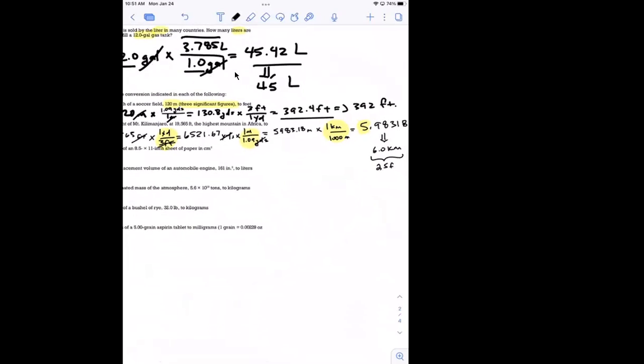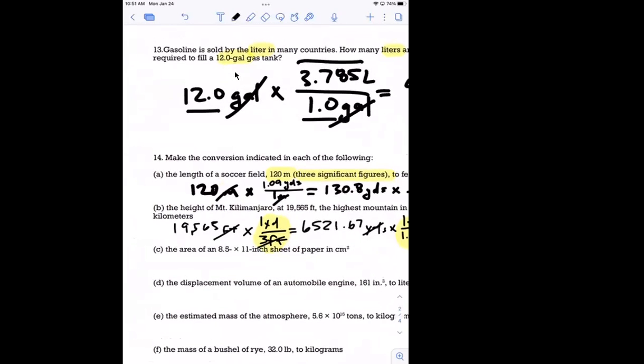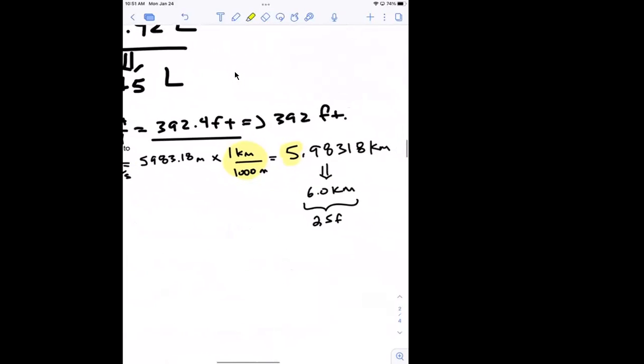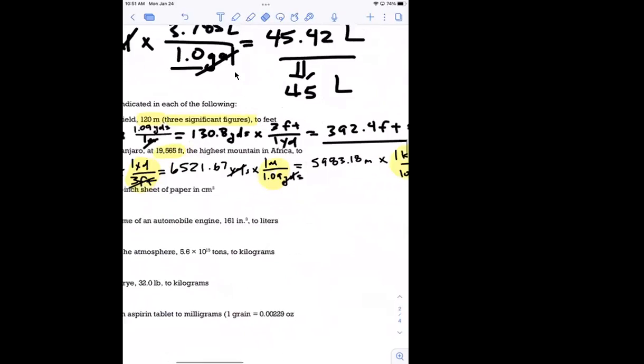I have a quick question. Why are we going to 2 sig-figs? Because the original length. Oh, wrong one, my bad. I'm looking at 19,565. So that's 5 sig-figs. Let's keep it at 5 because it gave us the height with 5 sig-figs.